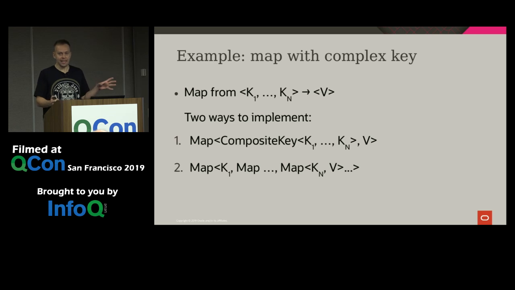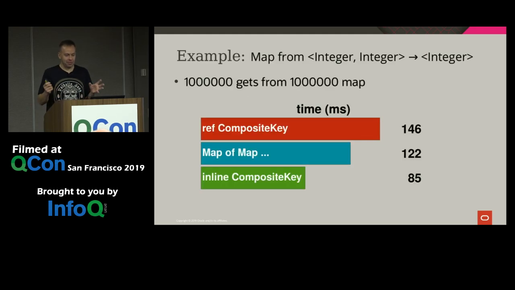Another example. That is a task I solved in my life many times. It's when I have several keys and I have to map several keys into one value. And I know only two ways to do it. Either I write a new composite key class, name it somehow, or I do a map of map of map of map. I kindly ask you, if you know a third solution, please tell me. I'm just curious. I'm looking for that. And let's check the performance. I did a simple map of two integers into one integer, 1 million gets from a 1 million map, and I did reference composite key, map of maps, and inline composite key. What is better?